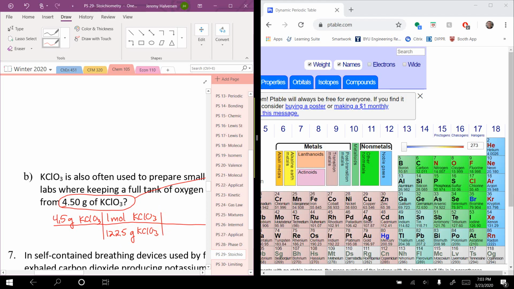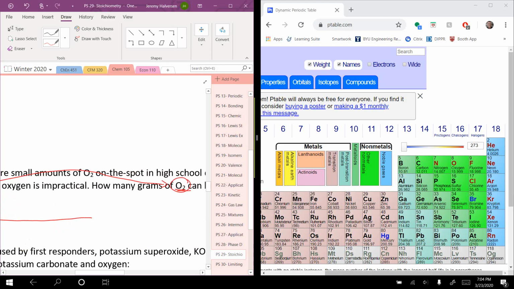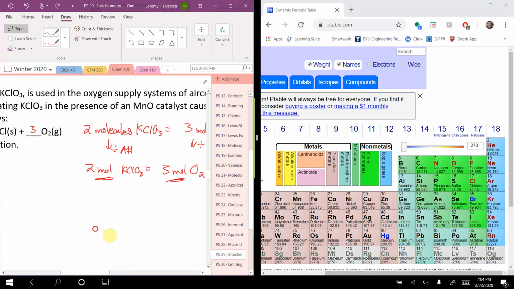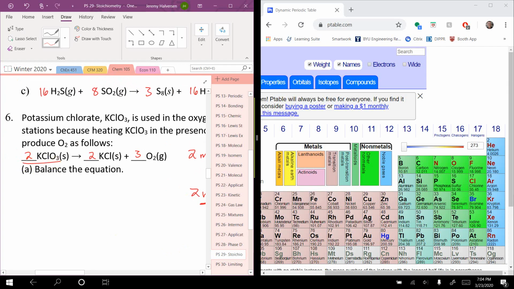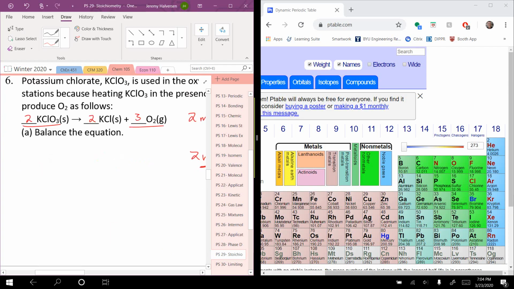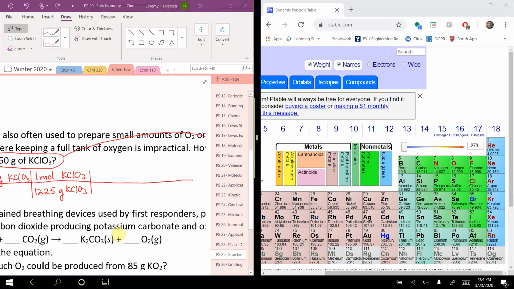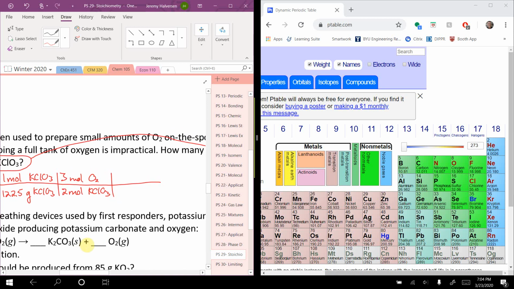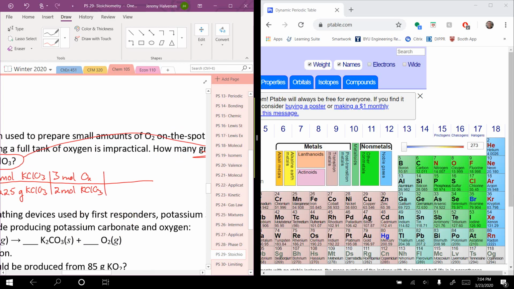Now I'm in units of moles of KClO3. I'm trying to get to oxygen, though. Well, I know in this reaction, 2 moles of KClO3 gives me 3 moles of O2. Now I might be done. I'm in moles of O2, but it wants grams of O2. So I need to do one final step and say 1 mole of O2 is 32 grams.